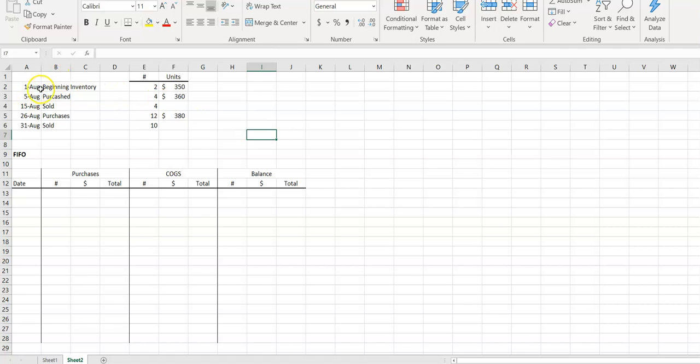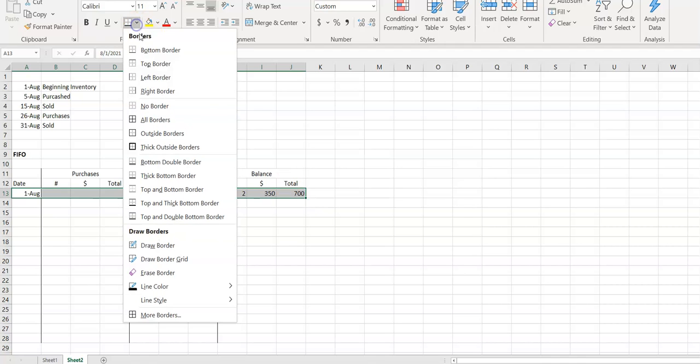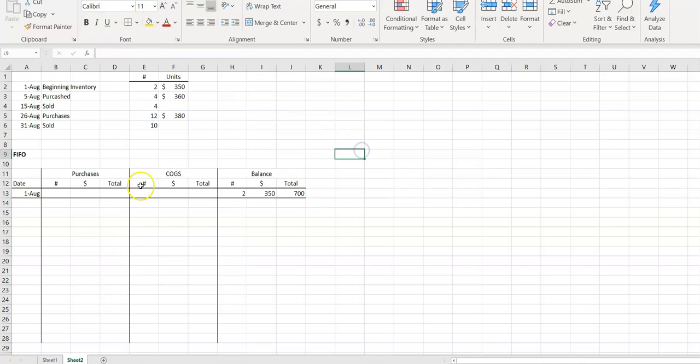All right, we start off August 1st with a beginning balance. So I'm going to go ahead and put that in. This balance over here is our inventory balance. So we have 2 units at $350 each, and then just multiply them to get the total. Then I would draw a line, because one thing you need to do is keep every date separate. So I would put a line there.